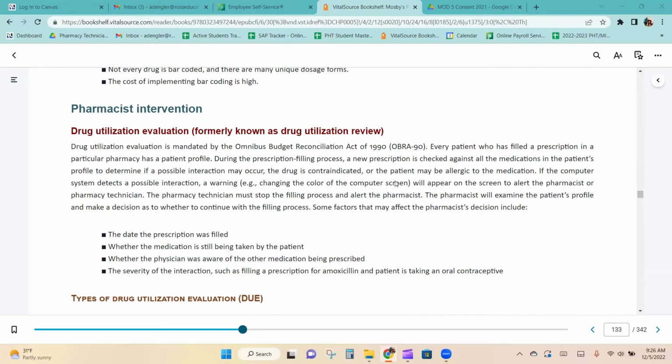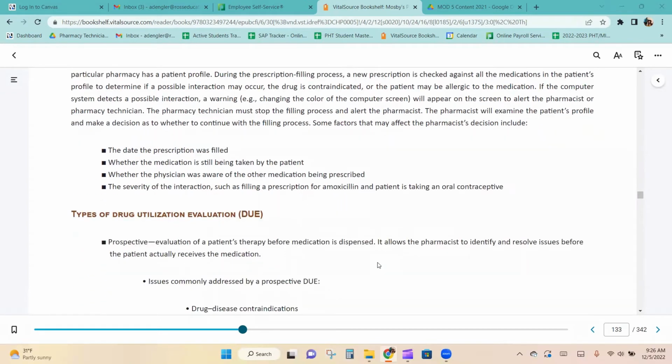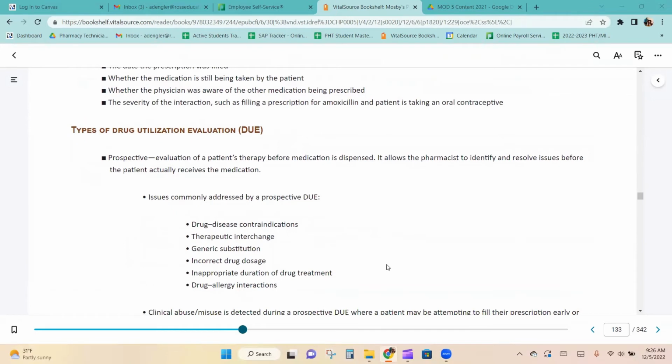If the computer system detects a possible interaction, a warning will appear on the screen to alert the pharmacist or pharmacy technician. The pharmacy technician must stop the filling process and alert the pharmacist. The pharmacist will examine the patient's profile and make a decision as to whether to continue with the filling process. Some factors that may affect the pharmacist's decision include the date the prescription was filled, whether the medication is still being taken by the patient, whether the physician was aware of the other medication being prescribed, and the severity of the interaction, such as filling a prescription for amoxicillin when the patient has taken an oral contraceptive.